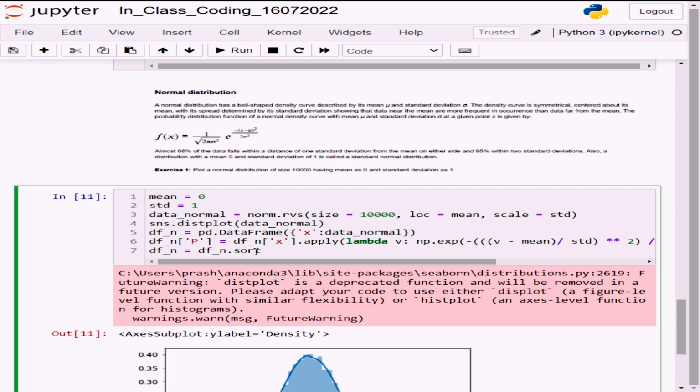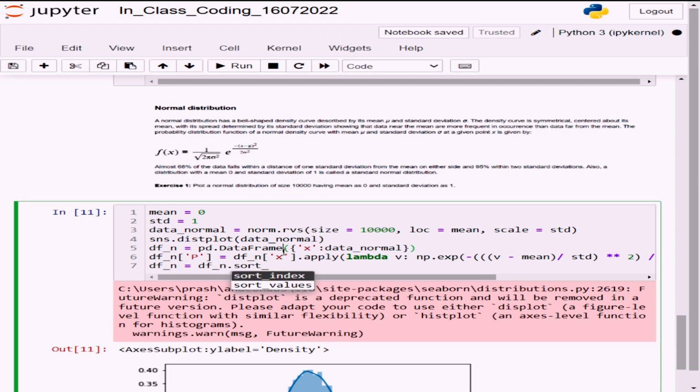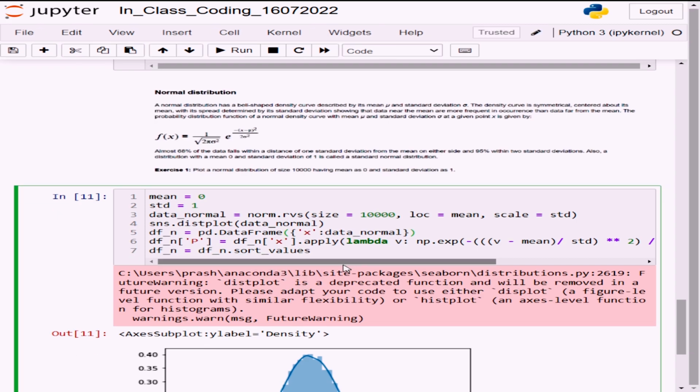Let me write. Okay, so sort underscore, I think sort values will come. Yeah, sort values you can see here. So the values can be sorted. You can actually specify by which variable. According to X, I want to sort, because X is increasing along the horizontal axis. X is minimum, X increases and X goes to the bigger value. So I will have to specify by which one. So by X. This will do that.